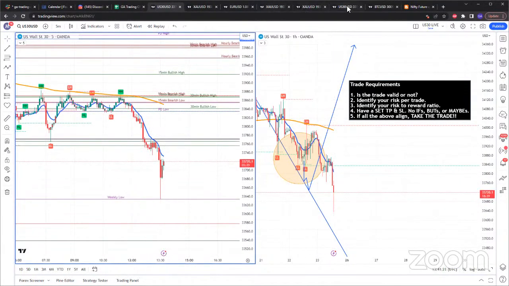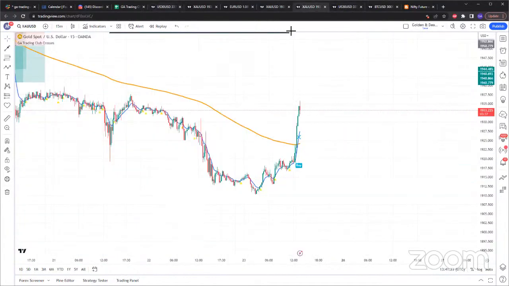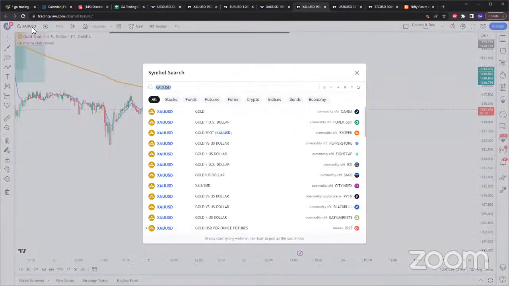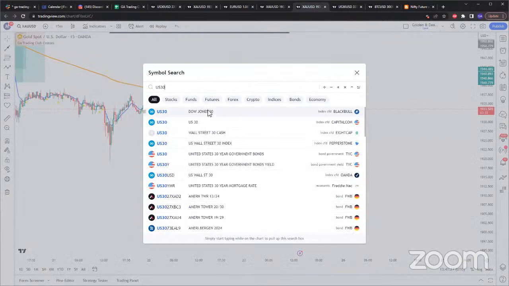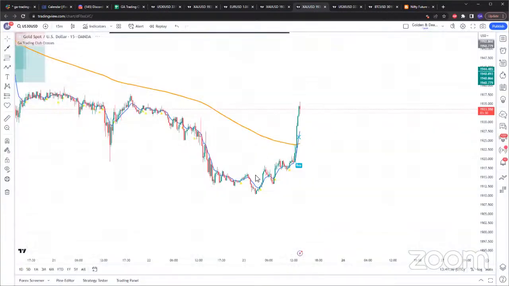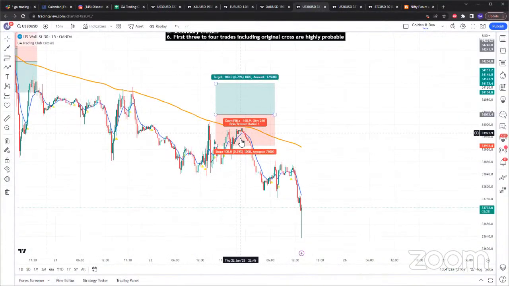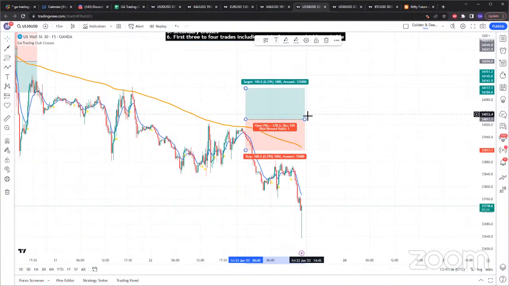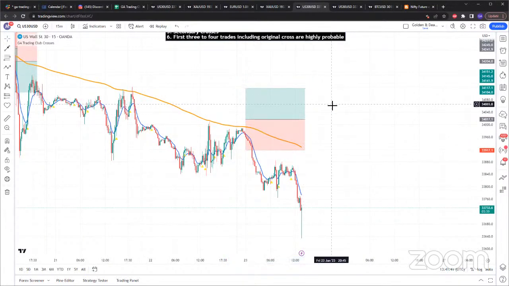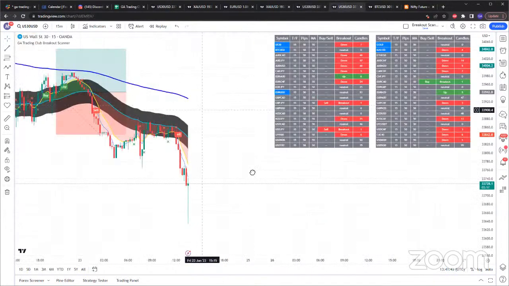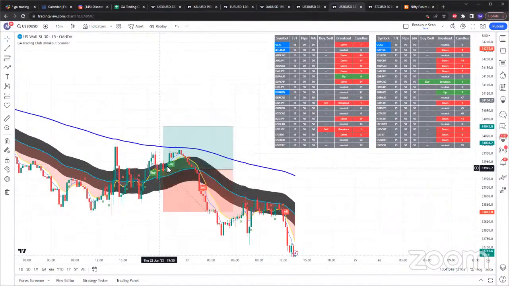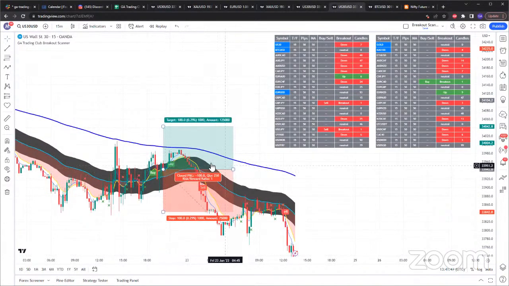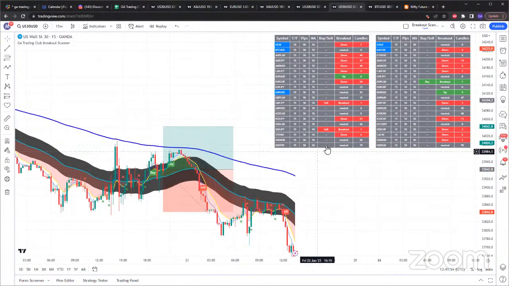My second best entry was using the crosses indicator. If we go to the crosses indicator on US 30, we didn't get any buys, right? Because this is the buy that I was waiting for here. So I was either going to take a buy here, or my other buy was based off of the breakout scanner, which is the trade that I took. It went halfway into profit, but then went back and hit stop loss.